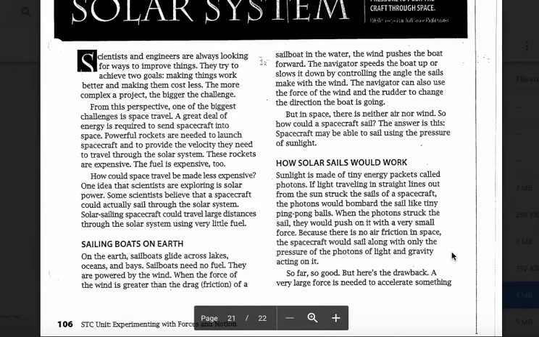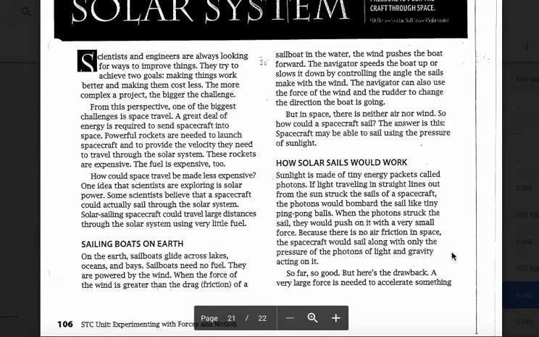How solar sails would work. Sunlight is made of tiny energy packets called photons. If light traveling in straight lines out from the sun struck the sails of a spacecraft, the photons would bombard the sail like tiny ping pong balls. When the photons struck the sail, they would push on it with very small force. Because there is no air friction in space, the spacecraft would sail along with only the pressure of the photons of light and gravity acting on it.